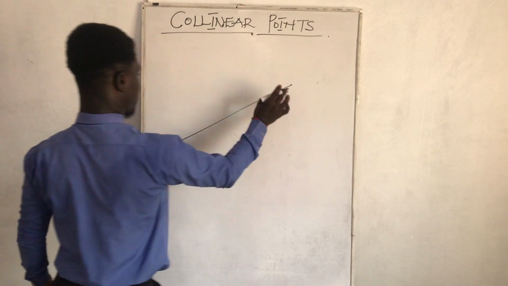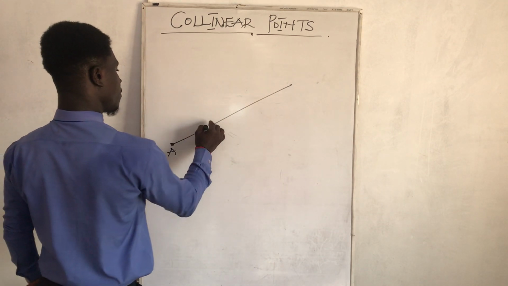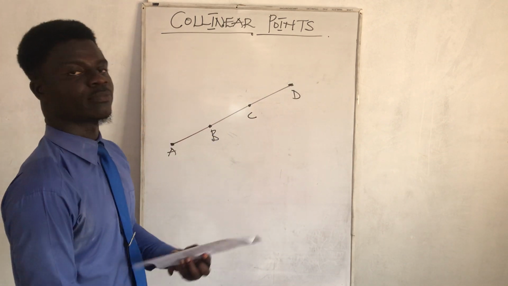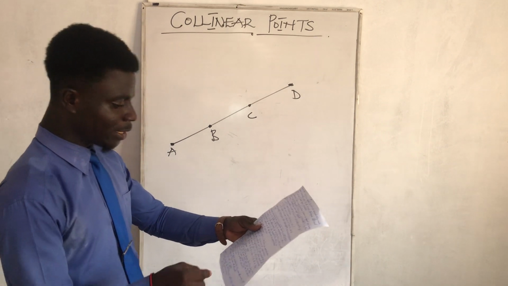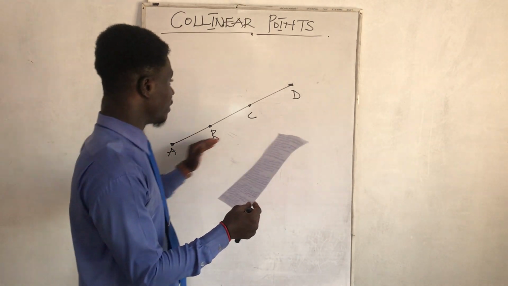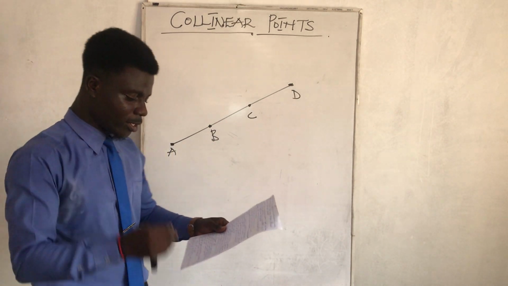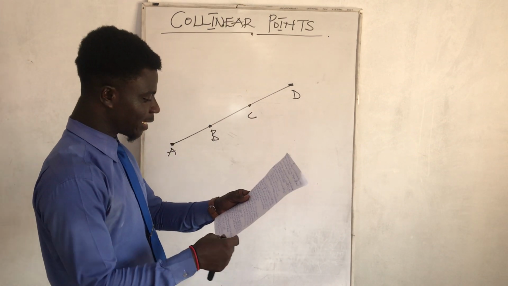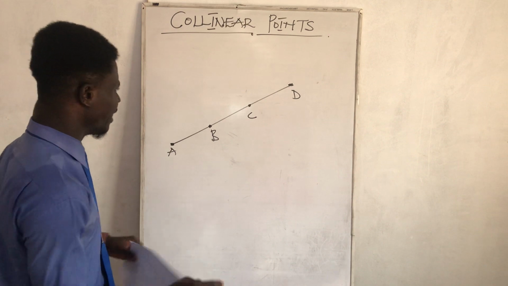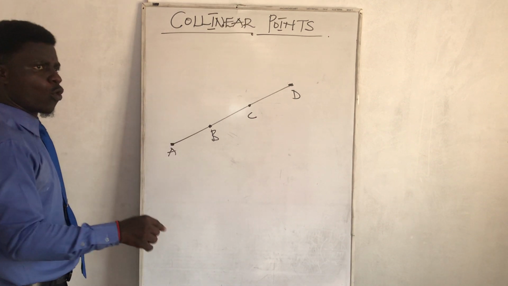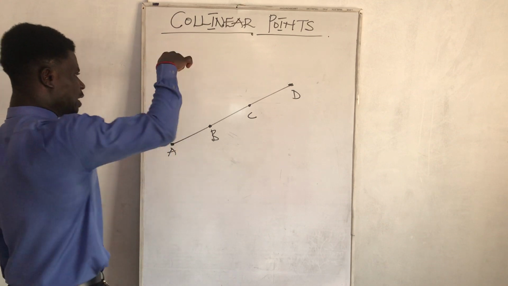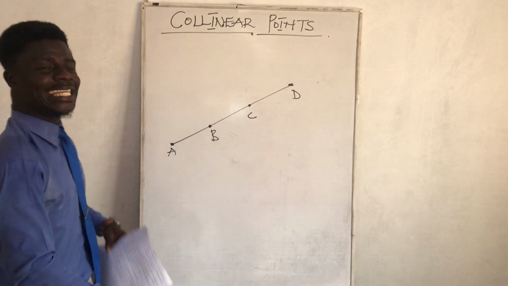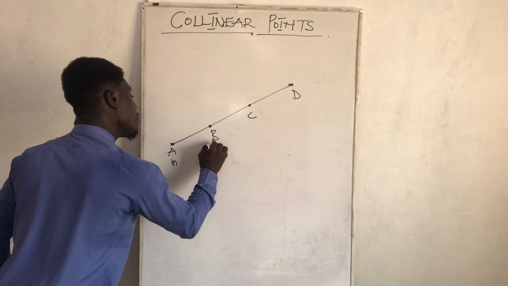So if we have this line, then we have point A here, point B here, point C here, then point D here. So that's what we are saying here. 3 or more points are said to be collinear when they lie on the same straight line. Alright, let's continue. 2 or more points that lie on the same straight line have the same gradient. So if point A, point B, point C, and point D lie on this same straight line, then they must get the same gradient.